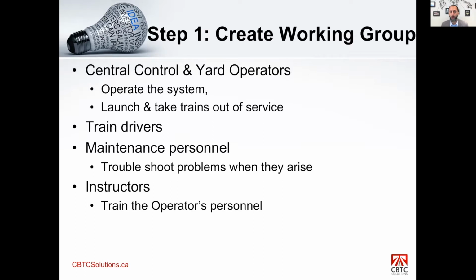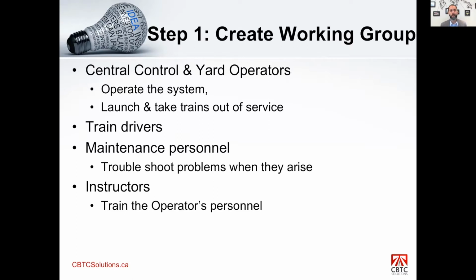Central control operators are those people that operate the system. They launch the train. They are the eyes and ears of your system. Obviously, they have an input into the system. Train drivers, they're in the tunnels, loaded with passengers in their train, trying to go from one station to the next. Maintenance personnel are responsible for maintaining the system, and when the system goes down, they fix it and bring it back up as soon as possible.